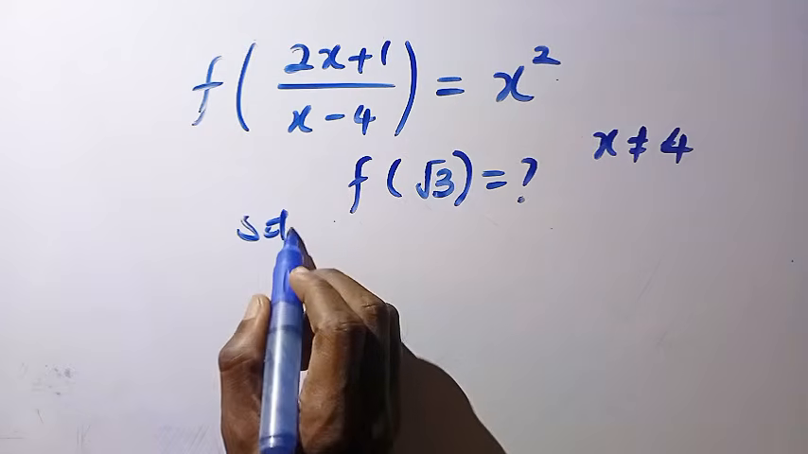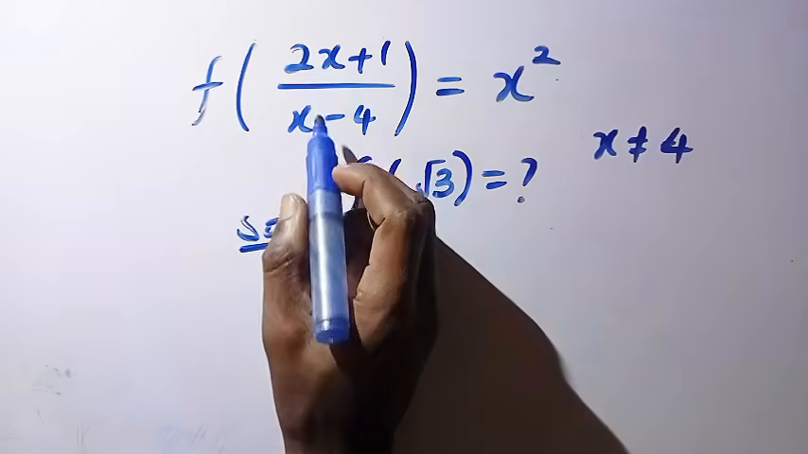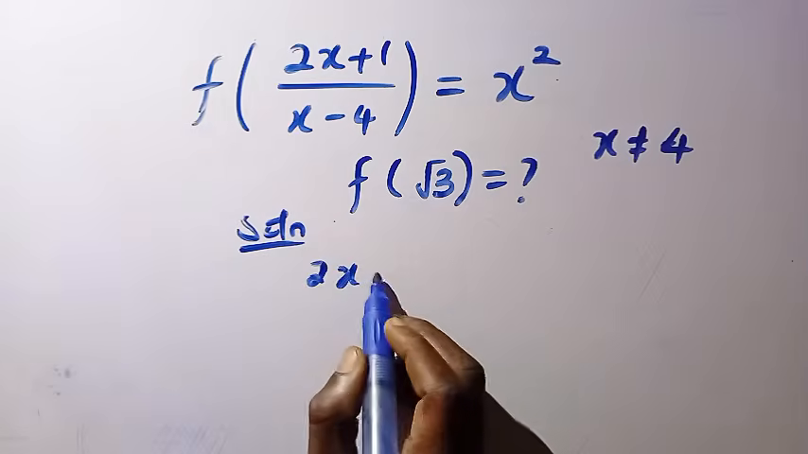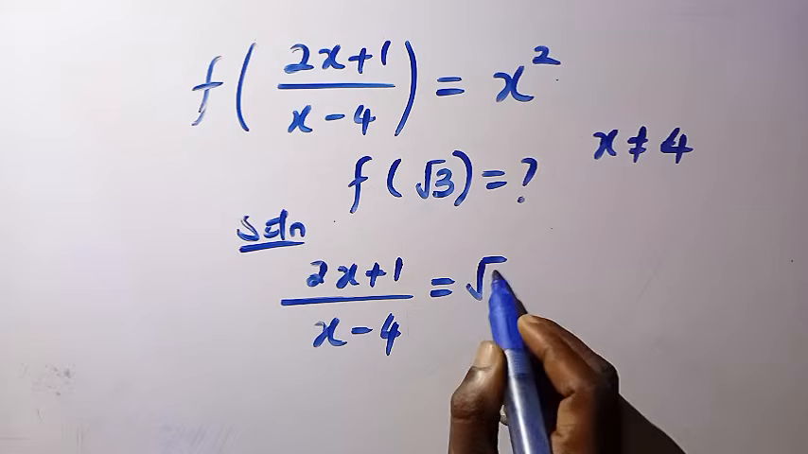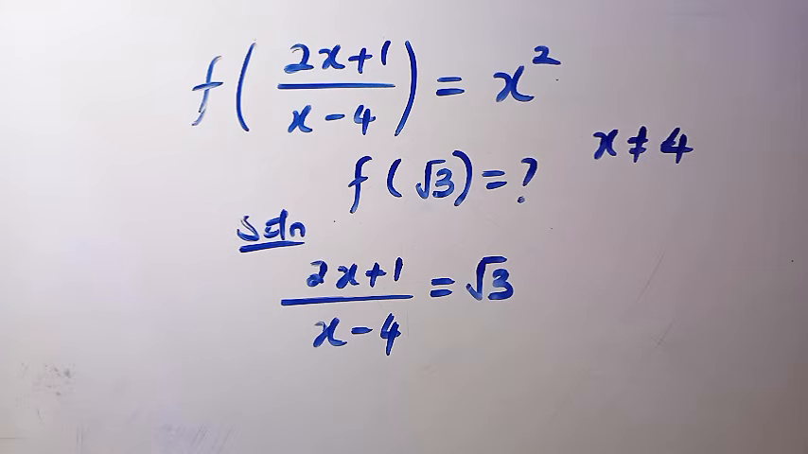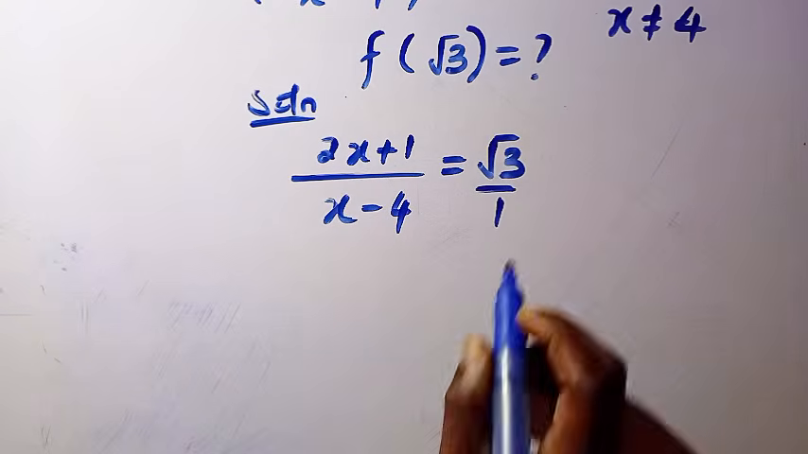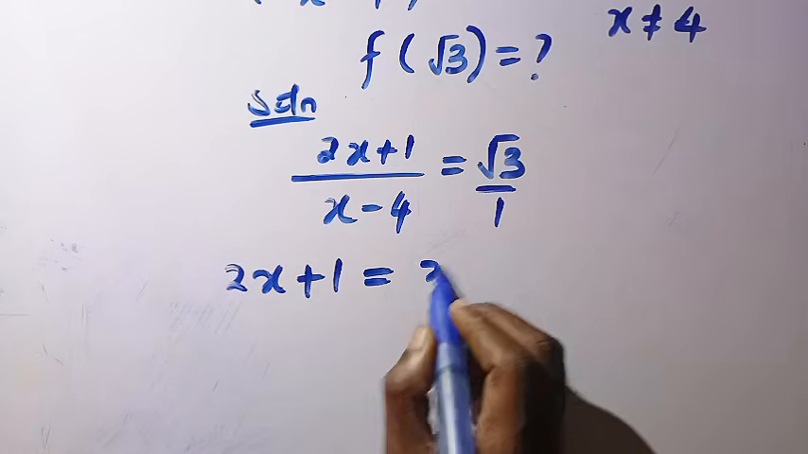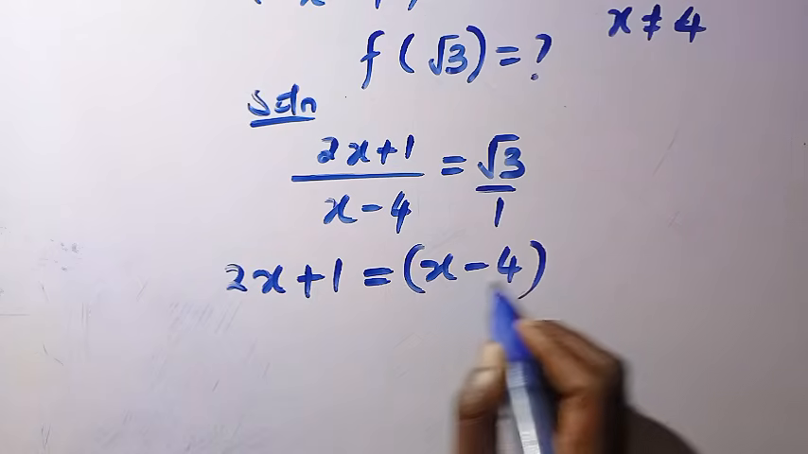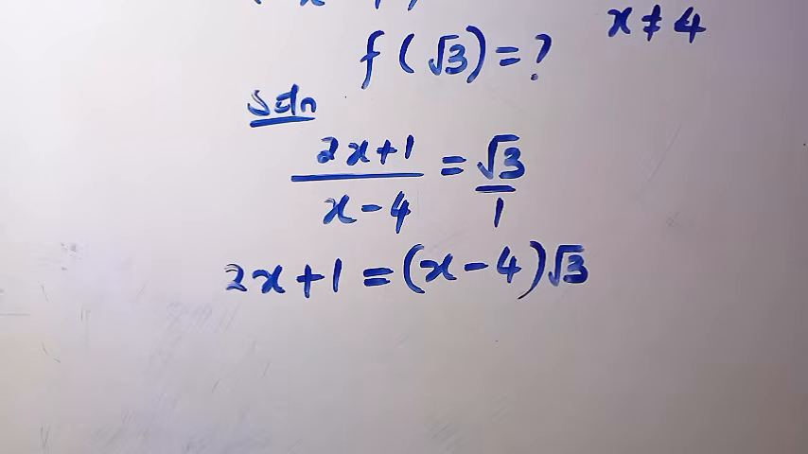If we consider the step-by-step solution, first we set the input here, which is 2x plus 1 over x minus 4, equal to square root of 3. On setting this, we are going to have f of root 3 equals x squared, but we have to make x the subject of the formula. We cross multiply, so this gives us 2x plus 1 equals x minus 4 multiplied by square root of 3.